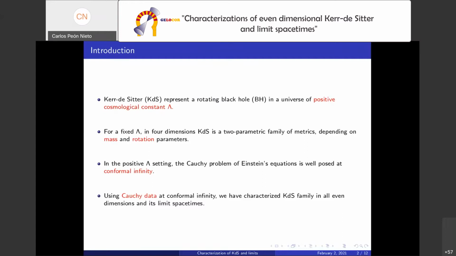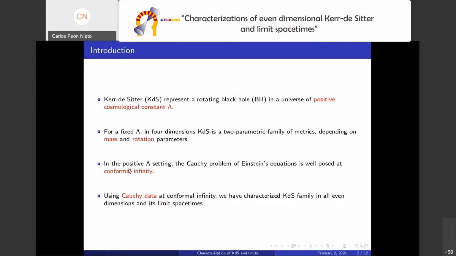As you know, Kerr-de Sitter are metrics which represent rotating black holes in a universe with positive cosmological constant. So for a fixed value of the cosmological constant and in 4 dimensions, Kerr-de Sitter is a two-parametric family of metrics depending on mass and rotation parameters. In higher dimensions, more rotation parameters are added.